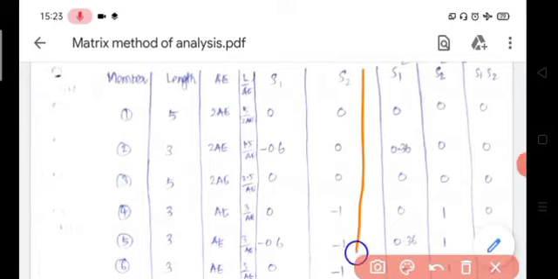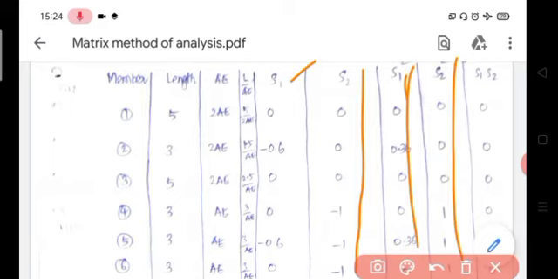Write S2 value for all the 10 members. Then S1 square. So square the S1 value, write it down. Then S2 square, then S1 S2, multiplication of S1 S2 value.